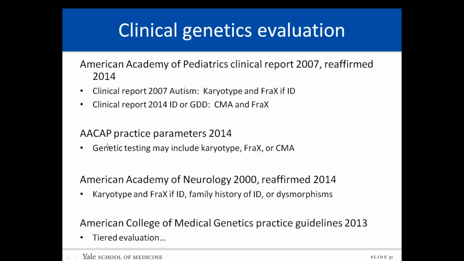The American Academy of Child and Adolescent Psychiatry published practice parameters that suggest genetic testing can include karyotype, a CMA, or Fragile X testing. The American Academy of Neurology reaffirmed its guidelines in 2014, recommending a karyotype and Fragile X testing if there's intellectual disability, a family history of ID, or dysmorphisms. And then the American College of Medical Genetics has practice guidelines that I feel are the most detailed and provide a tiered evaluation to try to decide what clinical genetic testing is appropriate.